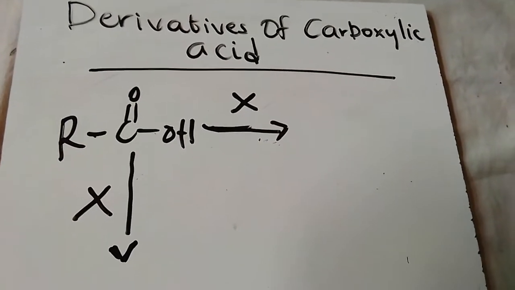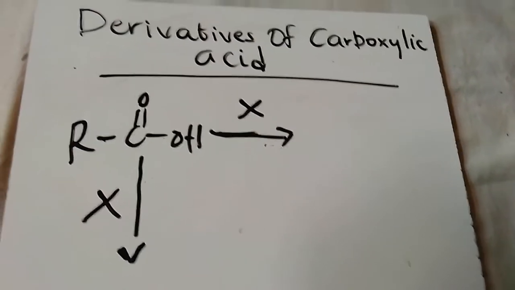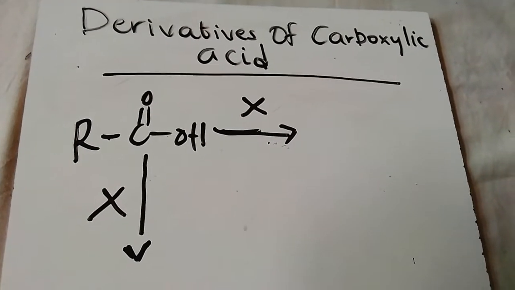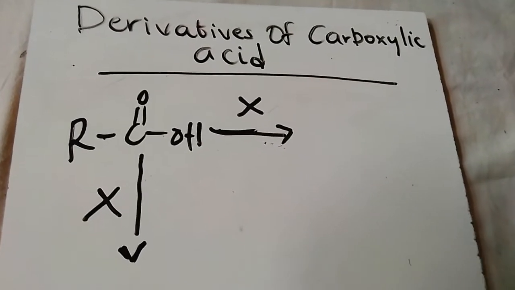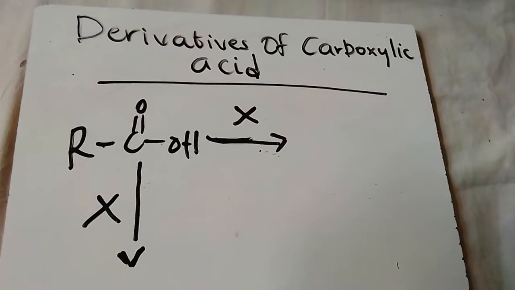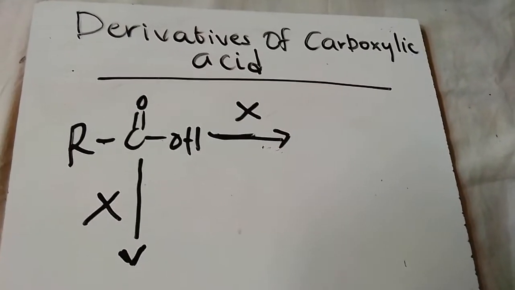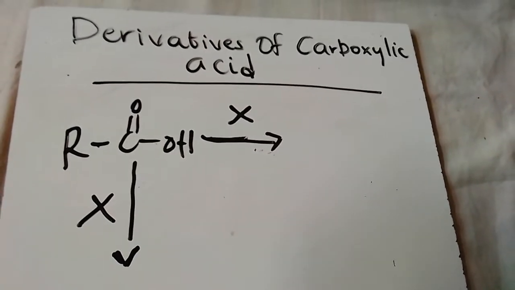In the previous videos we discussed the nomenclature of carboxylic acids and also the acidity of carboxylic acids. Today we are going to look at the derivatives of carboxylic acid, and in the subsequent videos we will be looking at the reactions of each of these derivatives.